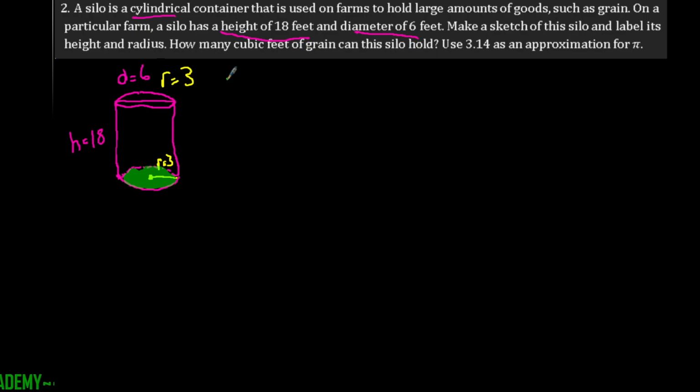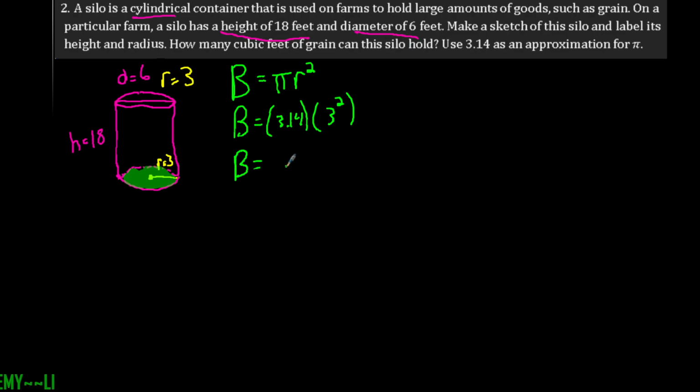So I'm going to say that big B, we have our formula. Big B is going to be pi times the radius squared. So big B is equal to 3.14 times the radius, which is 3 squared. So if we plug that in, it's going to be 9 times 3.14, which is going to be, the area of the base is going to be 28.26 feet squared. All right, so that's going to be the area of our base.